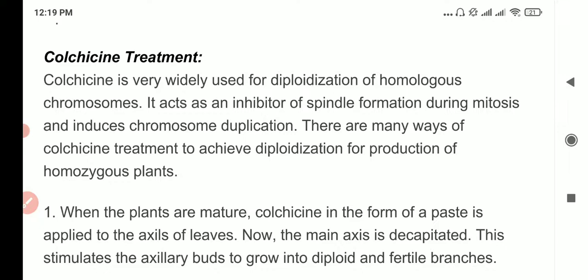Okay, do you remember in mitosis, at which stage duplication occurs? I know Miss has been teaching you again and again, so you revise her topic also. So during spindle formation, this colchicine will bind with those spindle fibers and block them, so that the spindle cannot pull the chromosomes apart to the different poles.